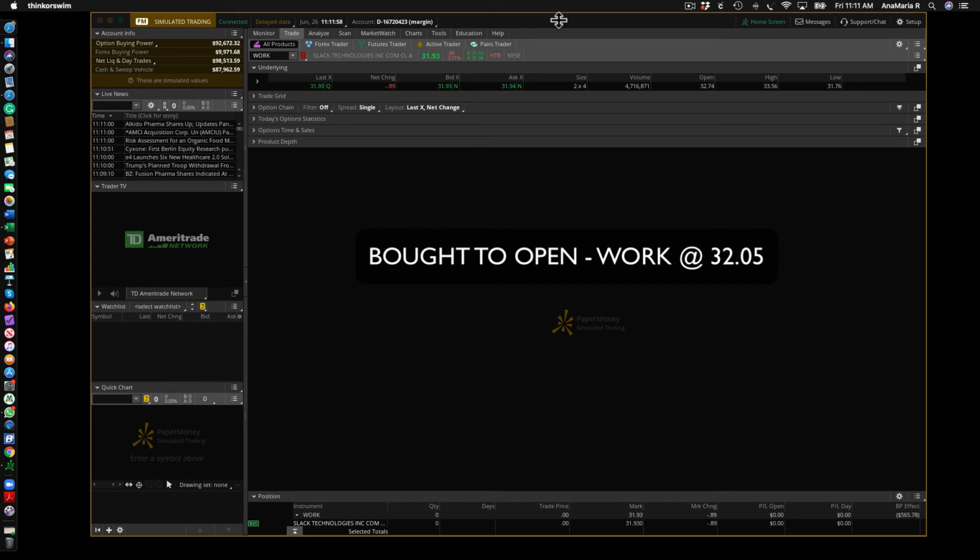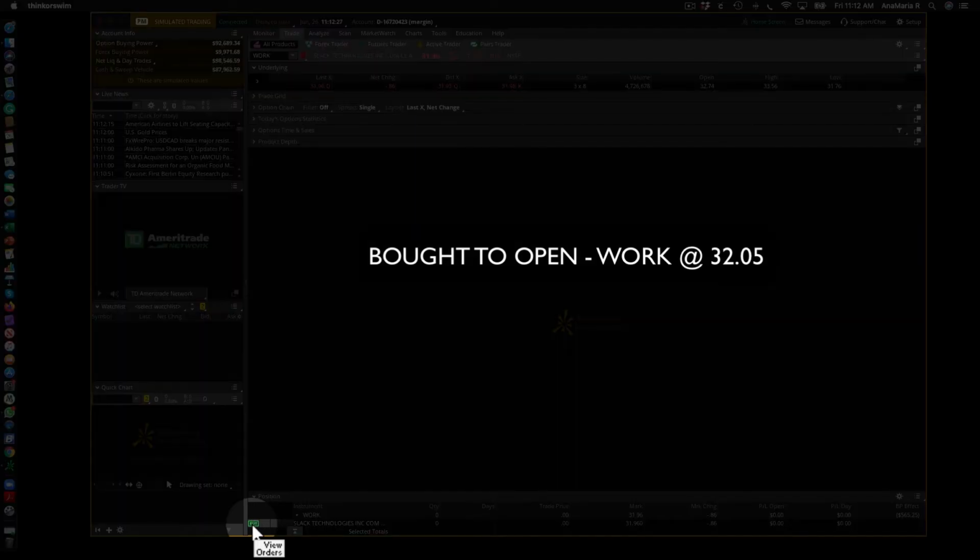And it hasn't filled. When you're trading with real money, this order would have filled by now, because I'm offering to buy at over 32, and right now it's at 32. So it should have filled. But again, since this is paper money, sometimes it takes a while because it's delayed.